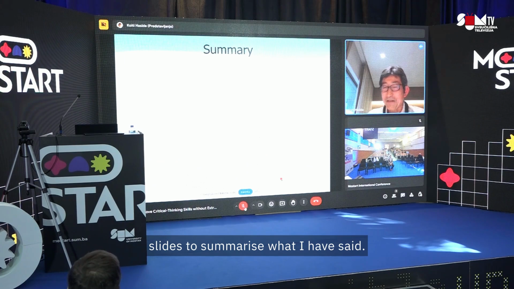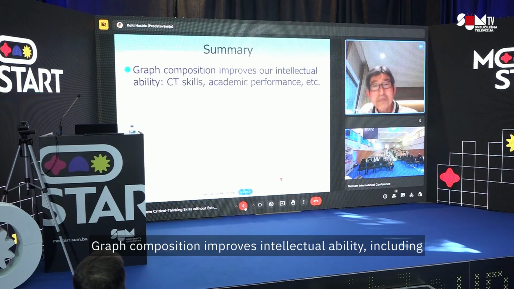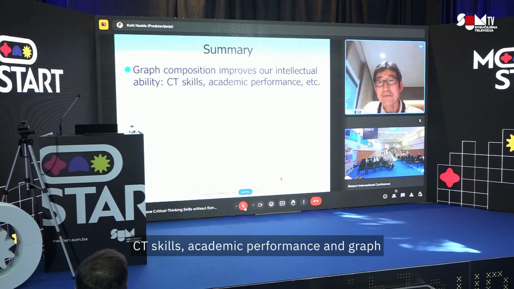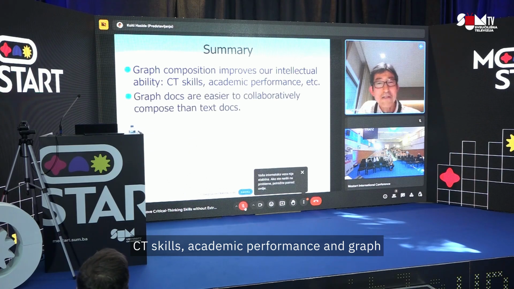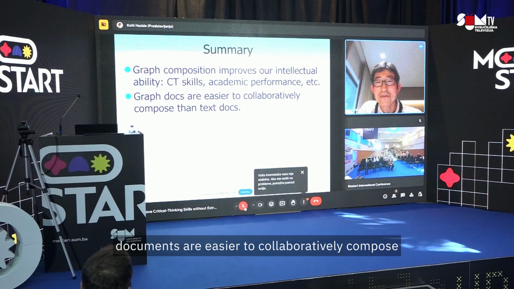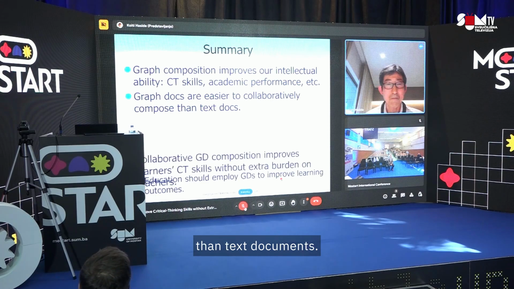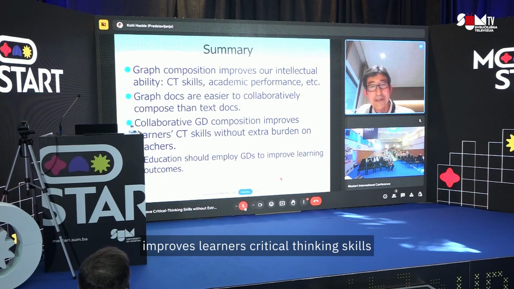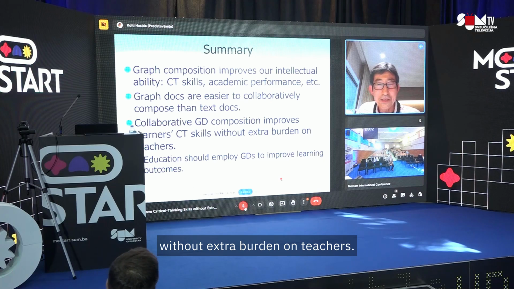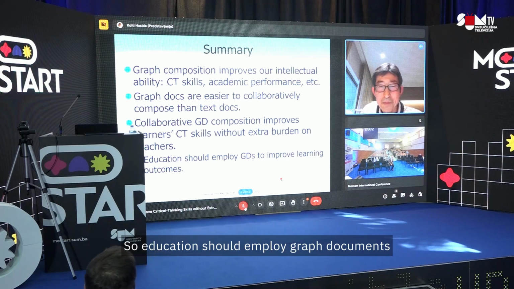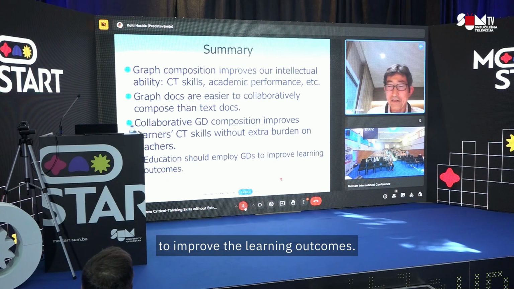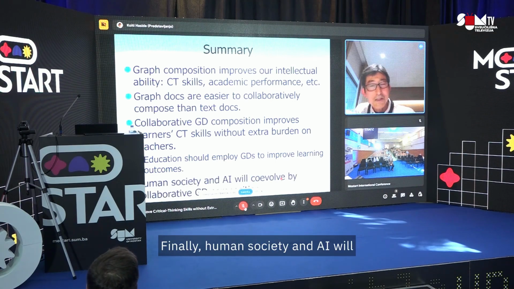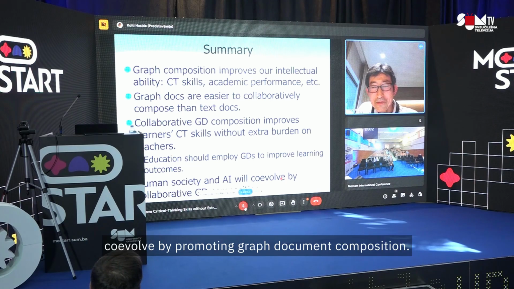To summarize what I have said, graph composition improves our intellectual ability, including CT skills, academic performance, and graph documents are easier to collaboratively compose than text documents. And collaborative graph document composition improves learners' critical thinking skills without extra burden on teachers. So, education should employ graph documents to improve learning outcomes. Finally, human society and AI will co-evolve by collaborative graph document composition.